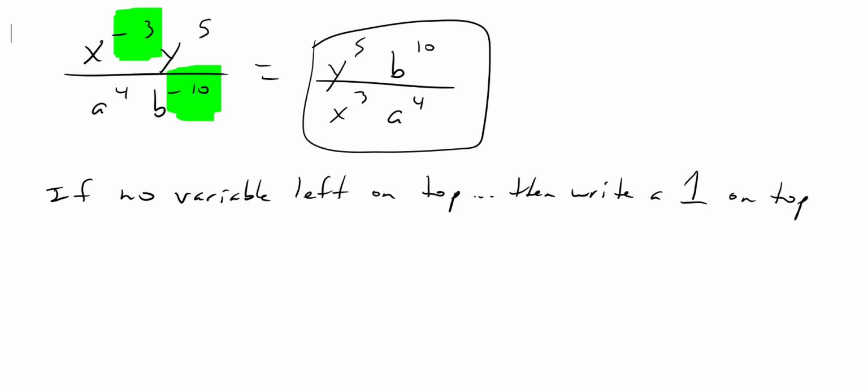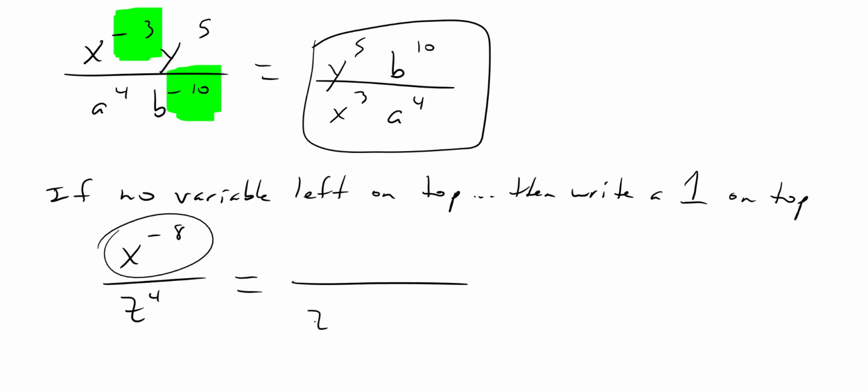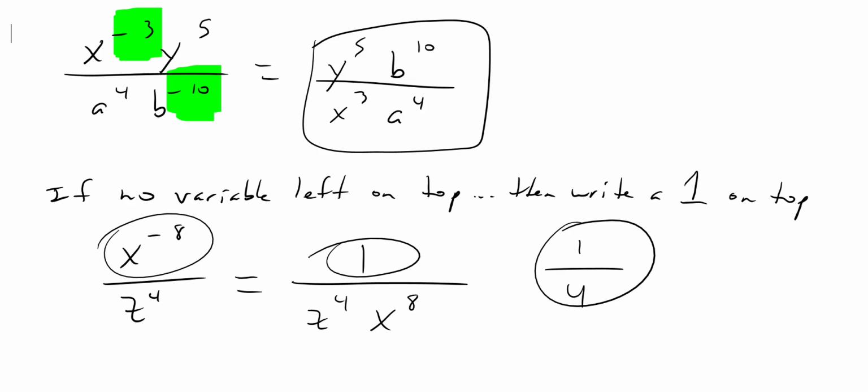Guys, that makes sense. So here's an example. X to the negative 8th over z to the 4th. The only thing that moves down is this guy right here. That z to the 4th stays there. So on the bottom, you get z to the 4th, and then you get x to the 8th on top. Of course, there's nothing else there, so make sure you put a 1 there. If I ask you 1/4, you don't just leave it blank and say it's a 4 on the bottom. You say, no, it's 1/4. So you need a 1. It's important.